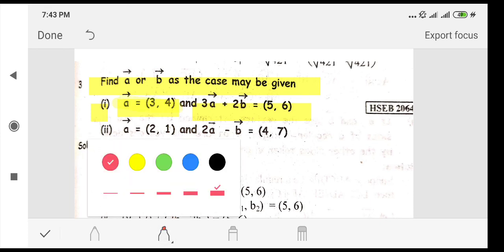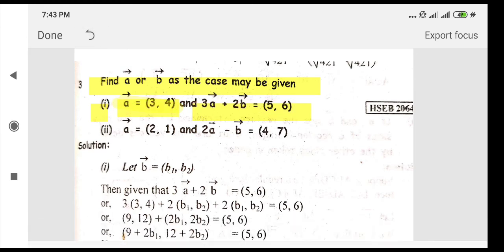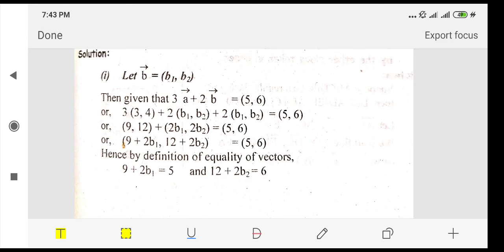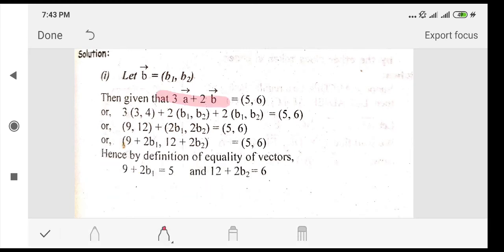Let me change the color. Okay, so vector A is given as (3, 4), and 3 vector A plus 2 vector B is given as (5, 6). Since vector A is given, we have to find vector B. Now let's move ahead to the solution. In the first case, it is given that 3 vector A plus 2 vector B is equal to (5, 6). So we have to find vector B.